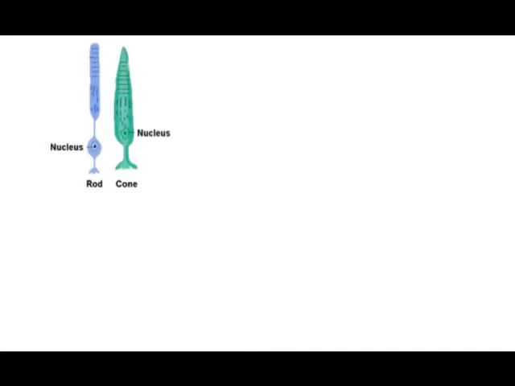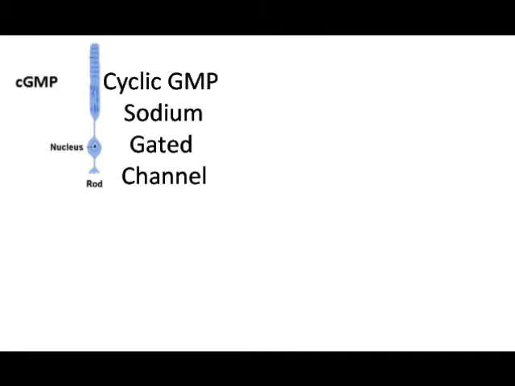If we were to take a look at an example of a rod in the dark, there would be cyclic GMP floating around with cyclic GMP gated sodium channels amongst the membrane of the rod. Similar to sodium-potassium pumps of a given cell, the cyclic GMP will stimulate the cyclic GMP gated channels, which in turn will allow sodium ions to enter the rod.